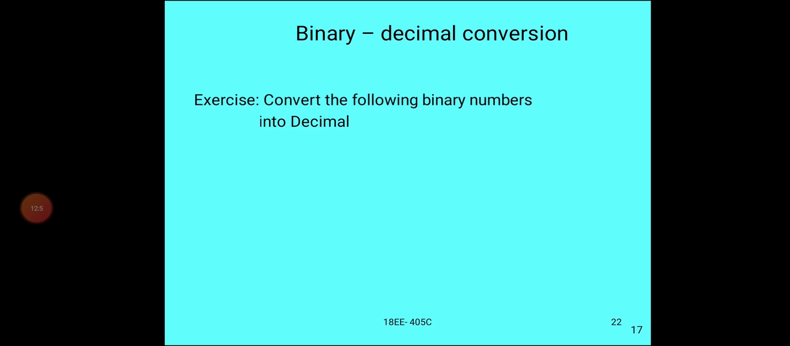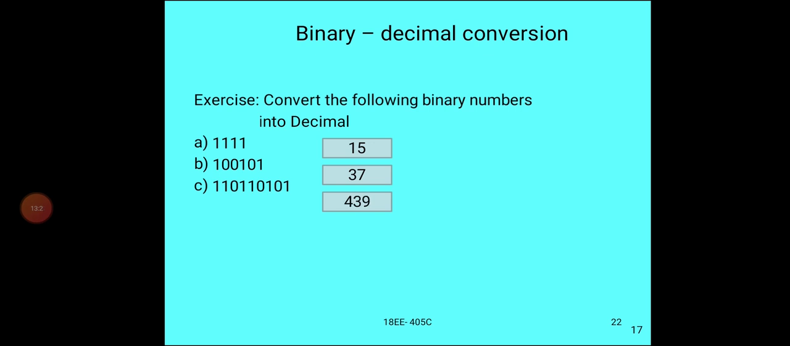Binary to decimal conversion. Convert the following binary numbers into decimal. A: 1111, whose decimal value is 15. B: 100101, whose decimal value is 37. C: the binary value 110111, whose decimal value is 55. D: 110011, whose value is 51.